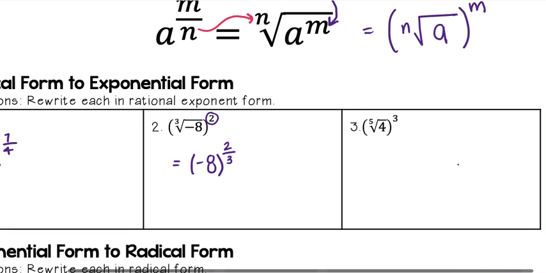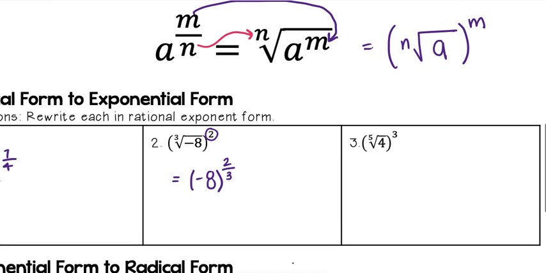Okay, go ahead and pause the video and try and do this last one. So for that last one, you should have gotten 4 to the 3/5. So the 3 was my exponent, so it's going to be on top. The 5 was my index, so it's going to be on the bottom.